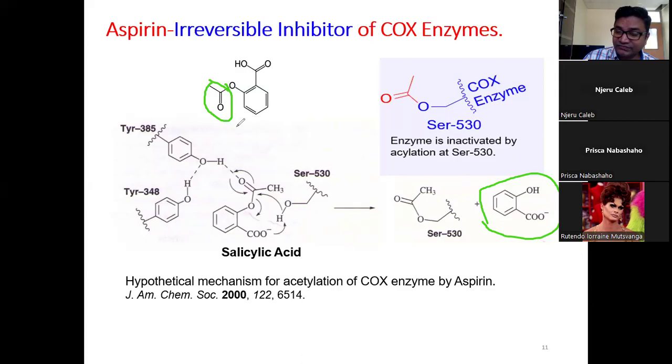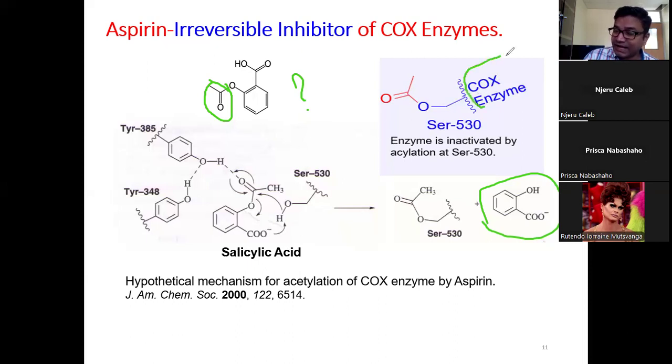Now, this is an NSAID drug. How does it act? It blocks prostaglandin synthesis. How it blocks is, you see, in the receptor, the COX enzyme, COX means cyclooxygenase enzyme.